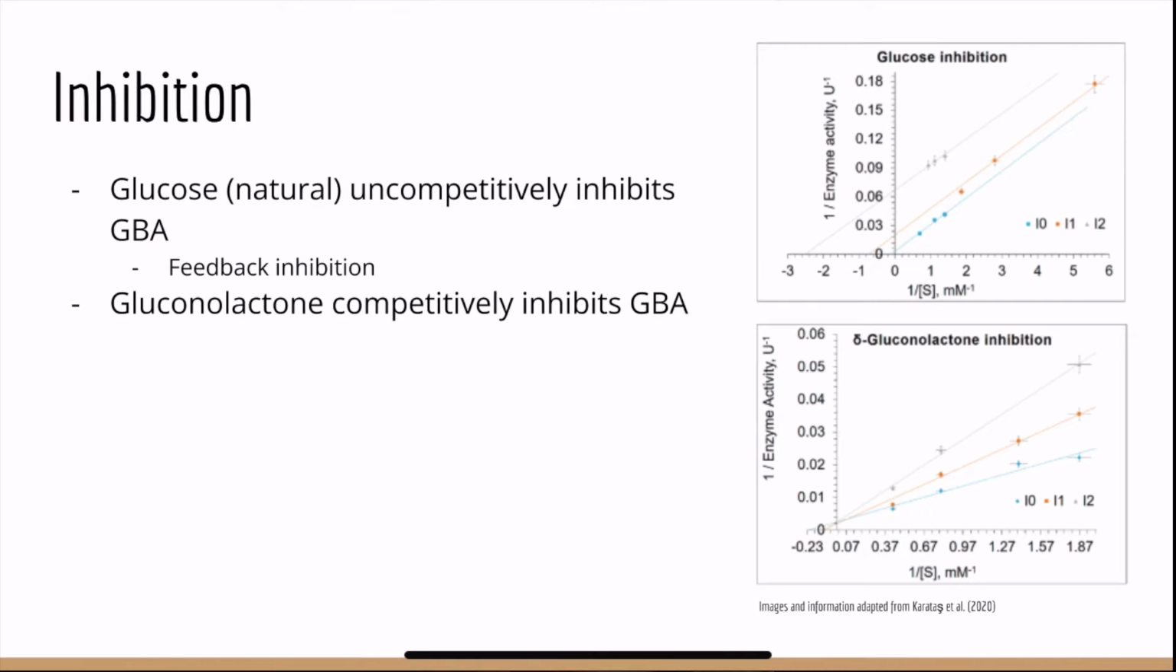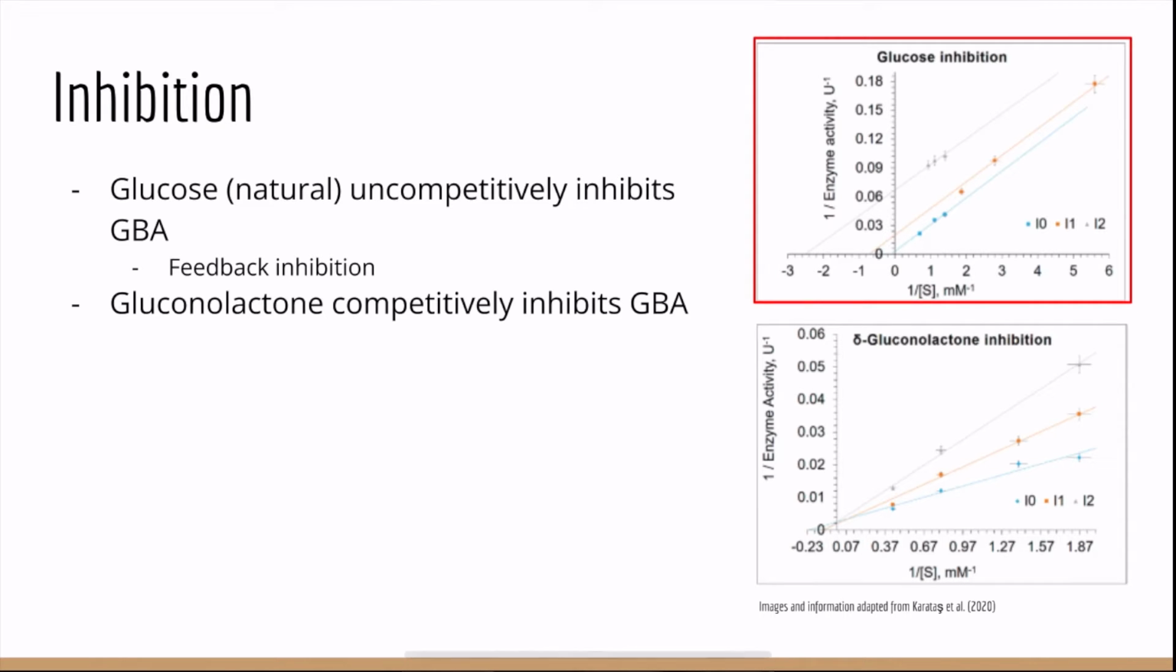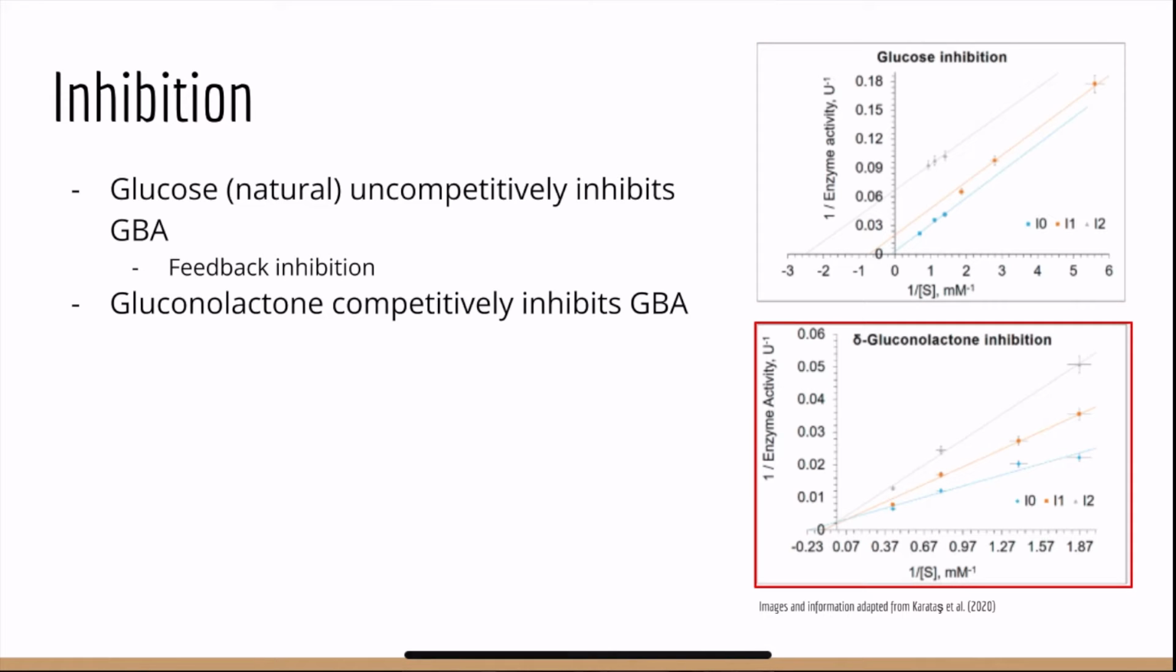Glucocerebrosidase is uncompetitively inhibited by glucose. And since this is glucocerebrosidase's natural product, this is feedback inhibition. This can be seen by the Lineweaver-Burk plot up top, where the lines are nearly parallel. This indicates uncompetitive inhibition, whereas gluconolactone, an artificial substrate, competitively inhibits GBA. This can be seen from the Lineweaver-Burk plot down below, where the lines intersect at the y-axis.